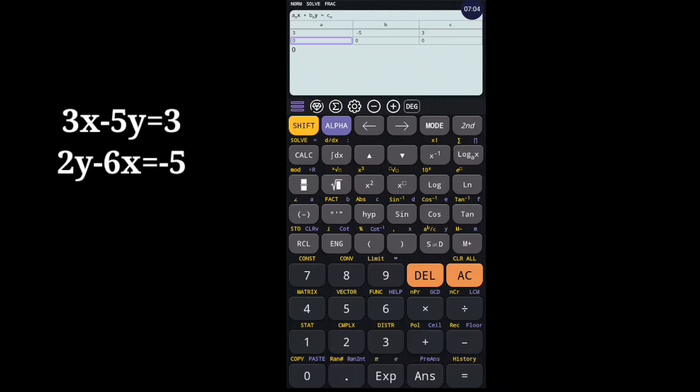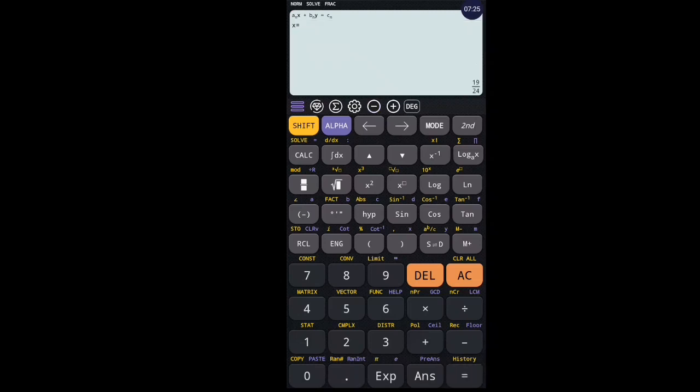So the coefficient of x is minus 6, equal to. The coefficient of y is 2. This is our b, and c is equal to minus 5. So we have our unknowns: x is 19 over 24 and y is minus 1 over 8.